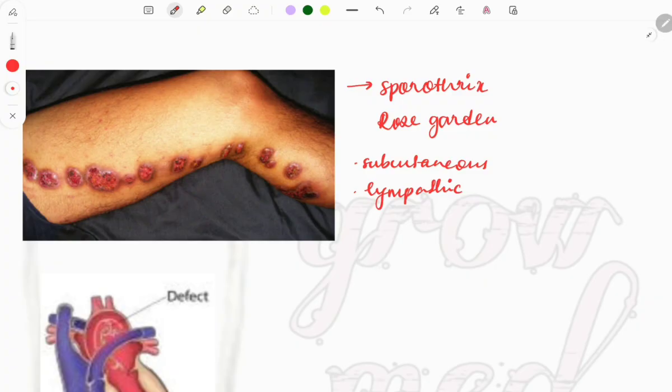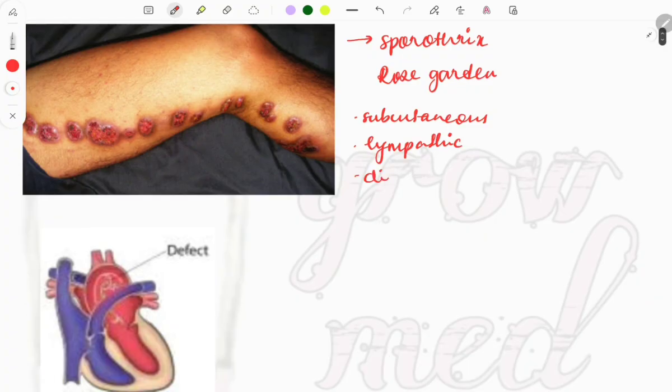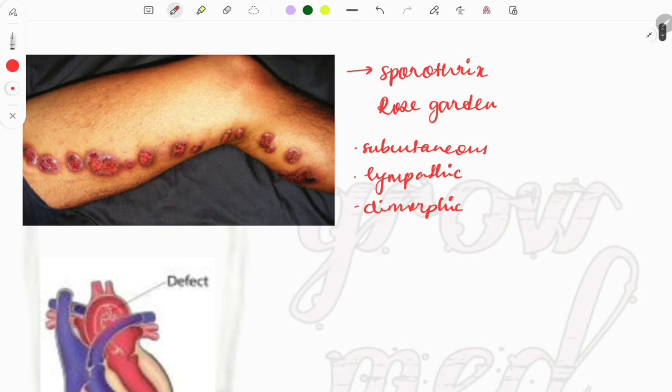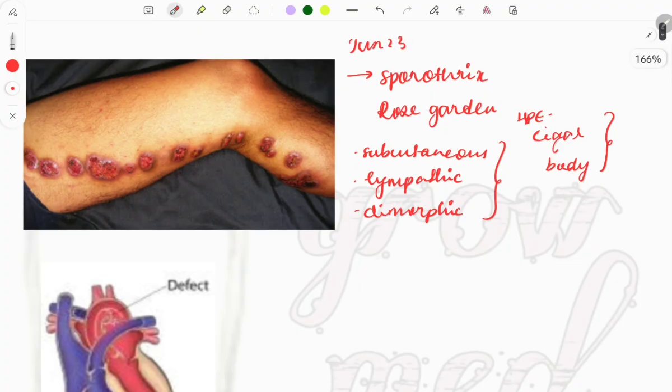The organism causing this disease is a dimorphic fungus known as Sporothrix schenckii. On HPE, if you take the lesion and do the pathology, you can find cigar bodies. These are the important things to remember, and if all these are described in a clinical case and an image is given, it will be easier to reach the answer that it is sporothrix. So this is about sporothrix. The question was asked in the June 23 exam, and it is asked multiple times in NEET PG as well.